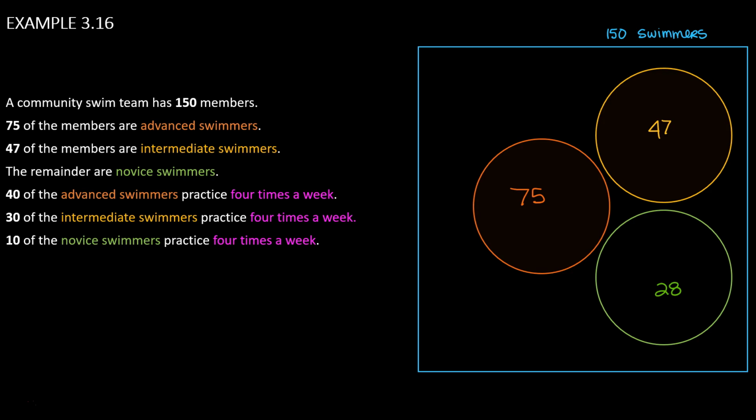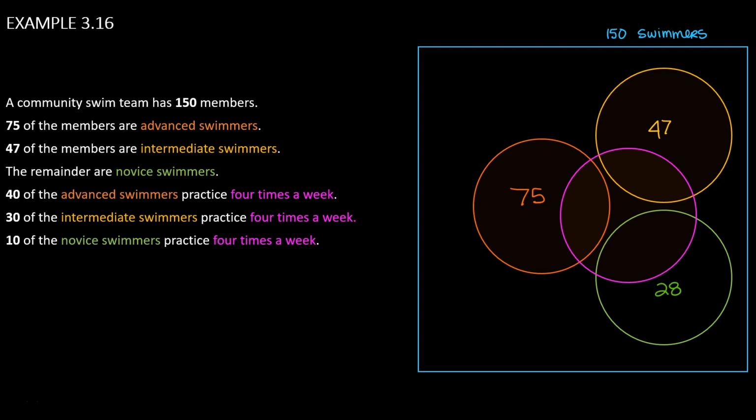We also know that some of these swimmers practice 4 times a week. Some of the advanced, some of the intermediate, some of the novice swimmers. We can create one circle to represent all of the swimmers who swim 4 times a week, and we know that it's going to need to overlap each of the other circles that we have in our Venn diagram. So we'll place it maybe right in the center so that it overlaps a little bit with the advanced, a little bit with the intermediate, a little bit with the novice swimmers.